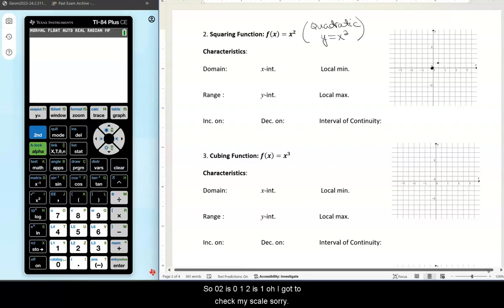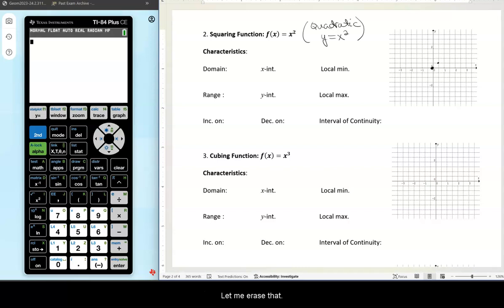Oh, I gotta check my scale, sorry. Let me erase that. If you check your scale, which I did not, always check your scale. 1 is located right here on the x-axis, and 1 is located right here on the y-axis. So if I go to x equals 1, 1 squared is 1. If I go to x equals 2, 2 squared is 4, which is up here.